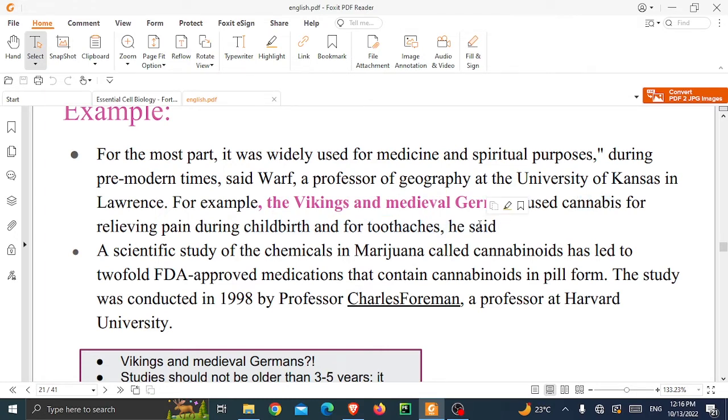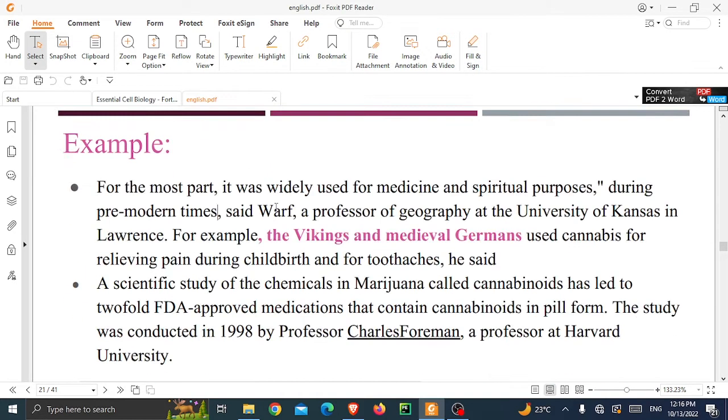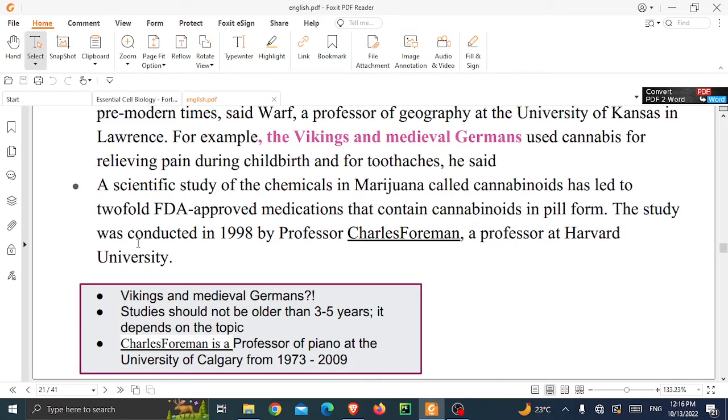He is a professor of geography, not someone who's an expert in organic chemistry or chemistry in general. No, he's in geography, and he's saying during pre-modern times, before people knew what painkillers are in general, or what a cell was in general. So that is the epitome of not using accurate evidence at all.